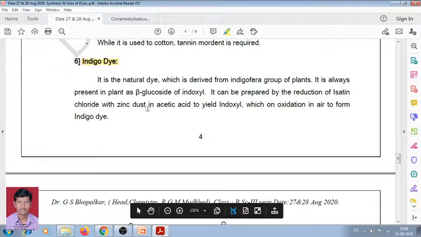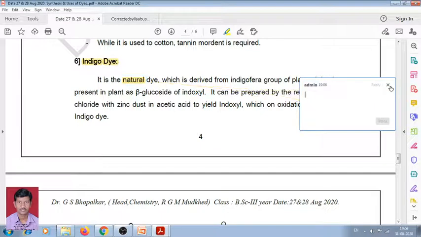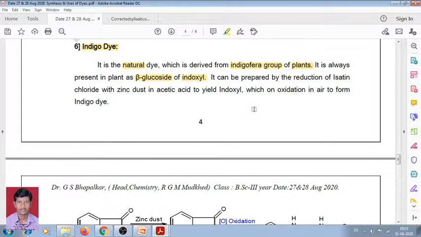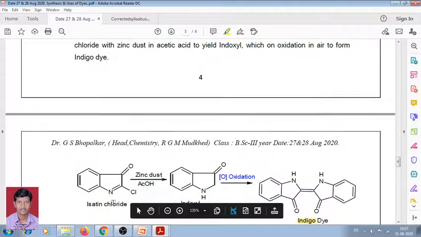Means it is a natural dye, when it is derived from the indigofera group of plants. Why is this called a natural dye? Because it can be derived or collected from the indigofera group of plants, and it is always present in a plant as a beta glucoside of indoxyl. It is always present in the form of beta glucoside. Right? Now, how is it prepared? It is prepared by the reduction of acetylene chloride.